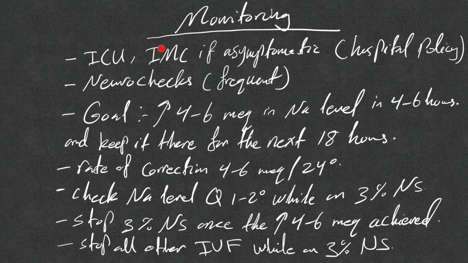Now, we decided our patient needs 3% normal saline. How do we monitor that? We admit to ICU. This is highly preferred. Now, it may be acceptable to admit to an intermediate care unit or step-down unit if asymptomatic, but check your hospital policy.